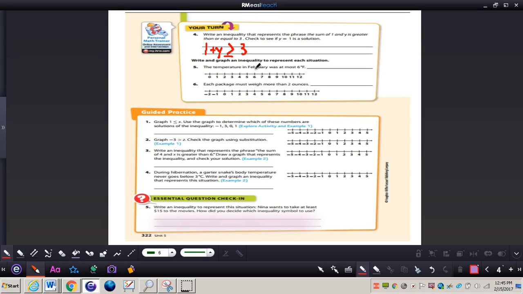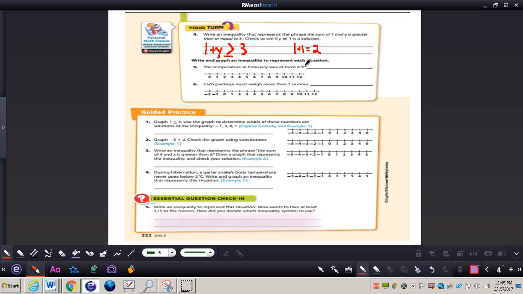Now we need to check to see if 1 is a solution. So what I would do is I would plug in 1 for my variable. 1 plus 1 equals 2. Remember, the inequality is 1 plus y is greater than or equal to 3. So I know 1 would not be the solution for y.